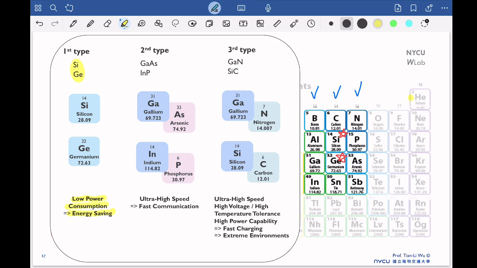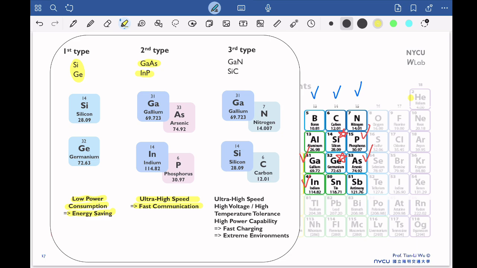So we have a second type, for example, gallium arsenide or indium phosphide, which are combinations of group 3 and group 5 materials. So this is Ga, this is As, and also this is In, this is P. We make a combination of group 3 and group 5 and it becomes one kind of semiconductor. These two are good for ultra high speed and faster communication.